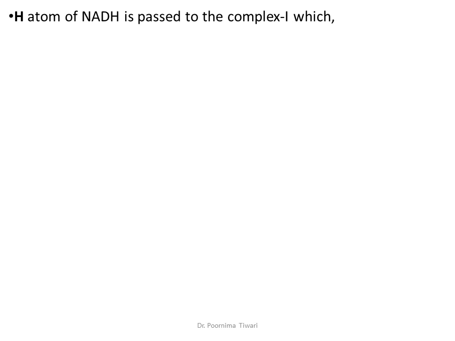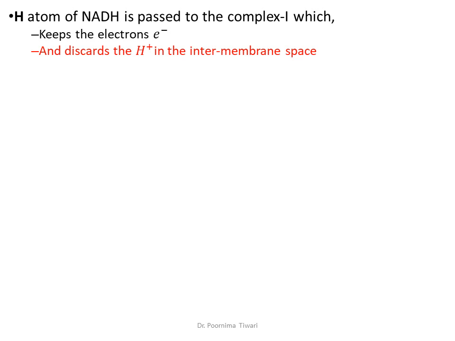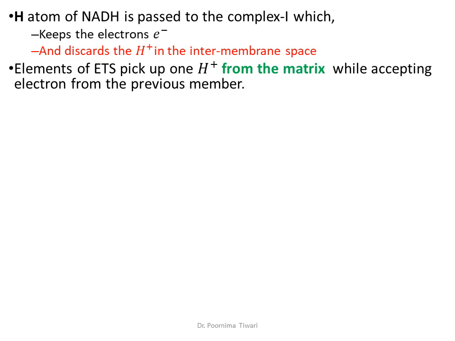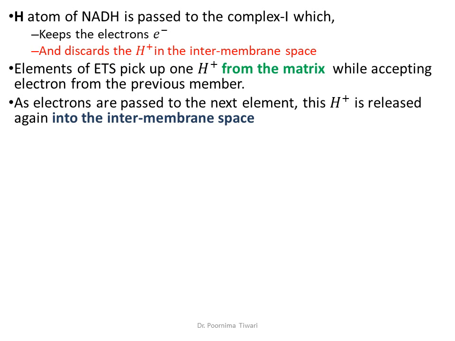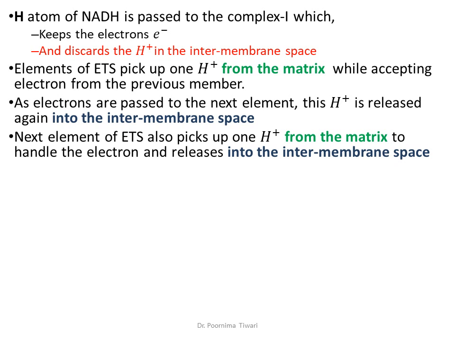The H atom of NADH, that is one proton with its electron, is passed on to complex 1, which keeps the electron and discards the proton, that is H+, in the intermembrane space. The elements of the electron transport chain, as they receive the electrons, pick up one H ion from the matrix while accepting this electron from the previous member. As they pass the electron to the next element, this H ion or proton is released into the intermembrane space again. The next element repeats the same thing.